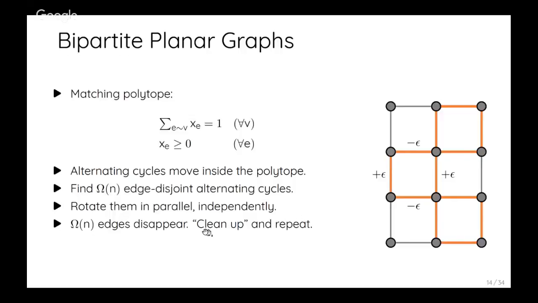This cleanup is related to what I said about the conditions you need on the planar graph. In general, not all graphs have this many edge disjoint cycles. Think of just a single large cycle. It only has one cycle. So the condition you need here is roughly that the graph doesn't have any vertices of degree 2. This cleanup gets rid of the vertices of degree 2, and it's very easy to deal with those vertices. Once you clean up, you again find linearly many alternating cycles, and you can repeat this until you get to a perfect matching.